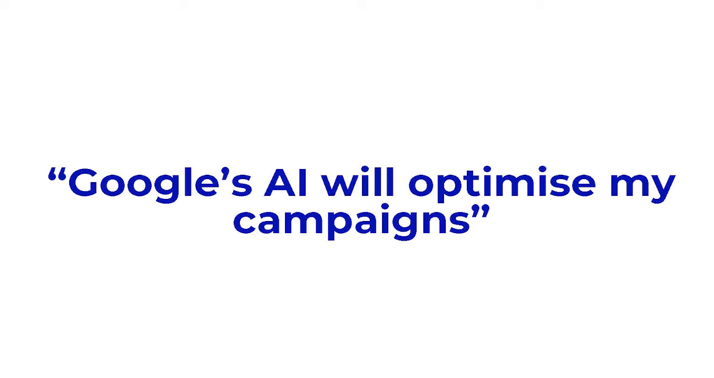What we've seen a lot is accounts where there are a lot of keywords, a lot of ads and a lot of campaigns, and everything is set to CPL or CPA. And then we get this statement: Google's AI will optimize my campaigns. And I'm like, if Google doesn't know what B is, it can't optimize your campaigns. It's as simple as that. And if you make any mistake in B, this conversion data, it looks like this, your account.